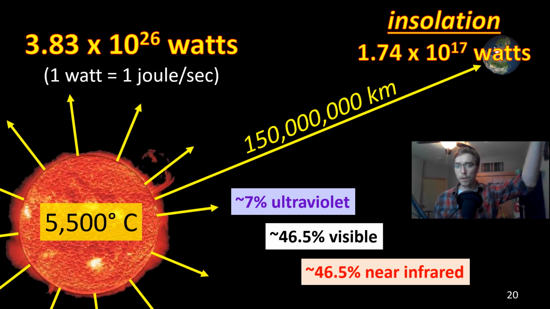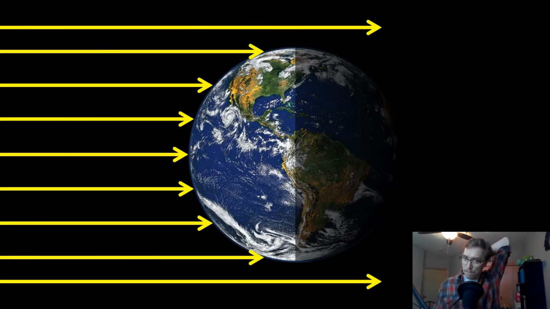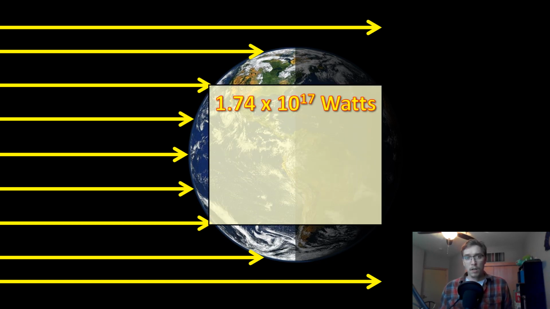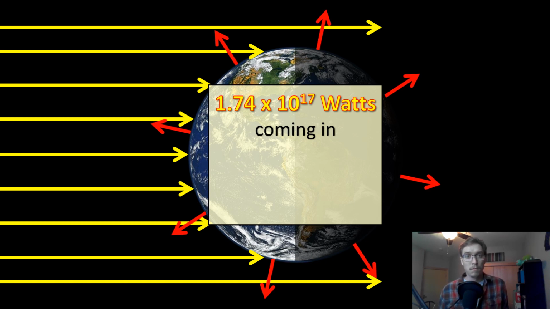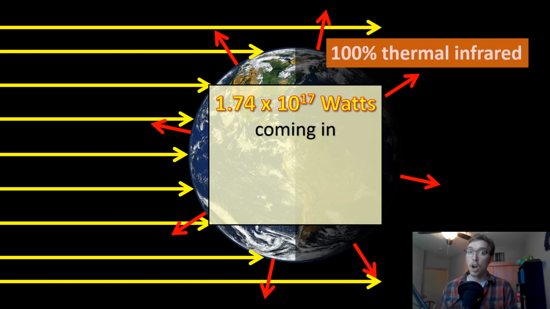So if we look at Earth, we can assume that basically the rays of light, for example these yellow arrows, are coming to Earth in a basically parallel fashion. So we've got 1.74 times 10 to the 17th watts coming into our planet. We radiate 100% thermal energy.